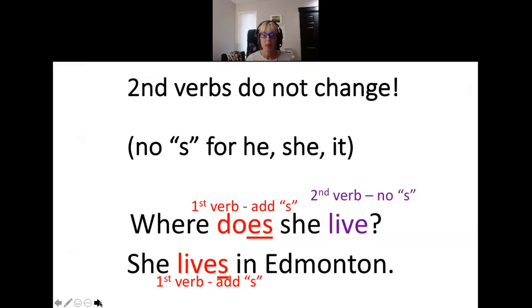The sentence, she lives in Edmonton, live is now the first verb. We need to add S for she. She lives in Edmonton. First verb needs the S. Second verb does not need an S.